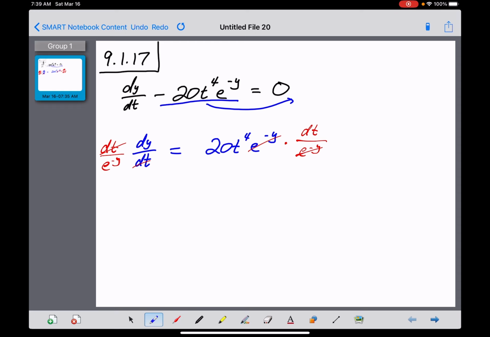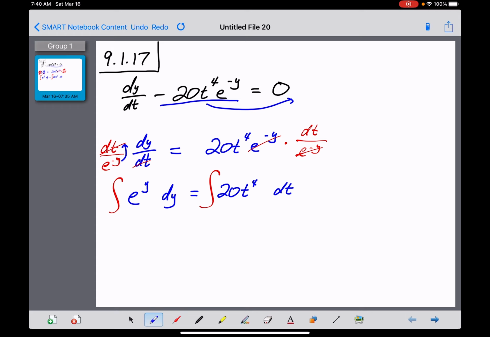And so my left side now, you'll notice, though, I'm not going to write that as 1 over e to the negative y. It's just kind of silly to put a negative exponent on the bottom of a fraction. I would just move that up to the top now and say, oh, okay, that is e to the positive y, which is going to be much easier for us to deal with anyway. So e to the y dy is going to equal then a 20t to the fourth dt at the end of all that.